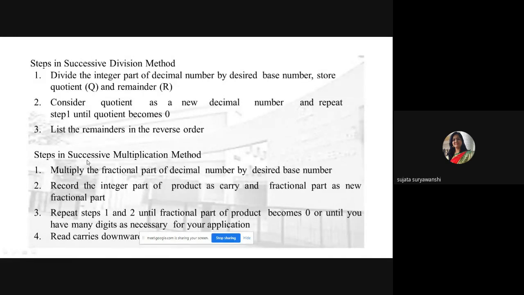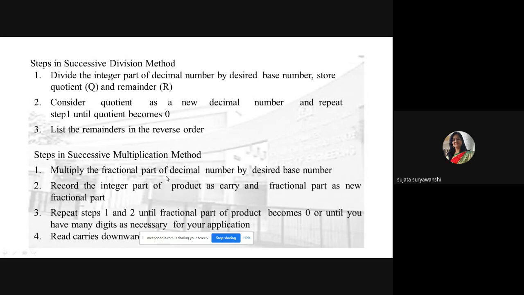Now the next one is the steps in the successive multiplication method. Here, multiply the fractional part of the decimal number by the desired base number. Suppose we are considering a binary number, so decimal to binary we have to convert. Then in case of an integer number, we simply divide the given number by 2 continuously till you get 0 as a quotient and write down the remainders in reverse order.